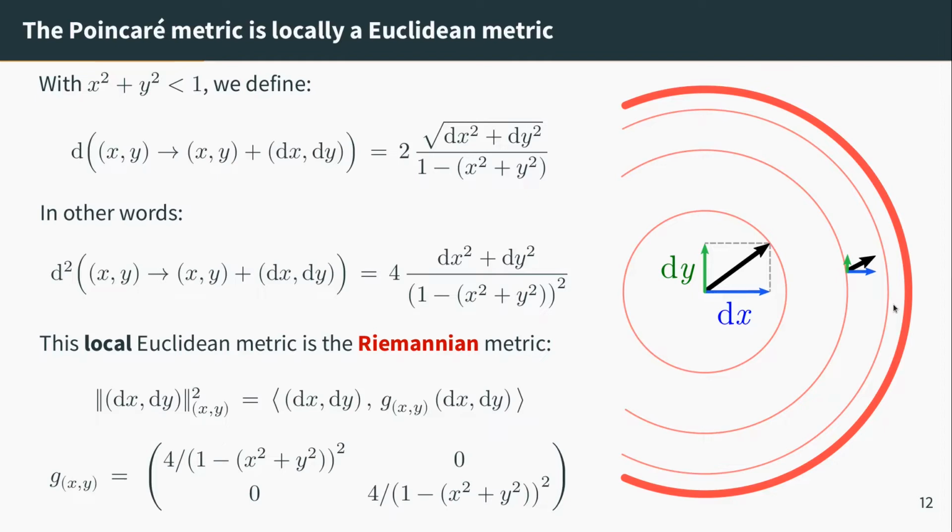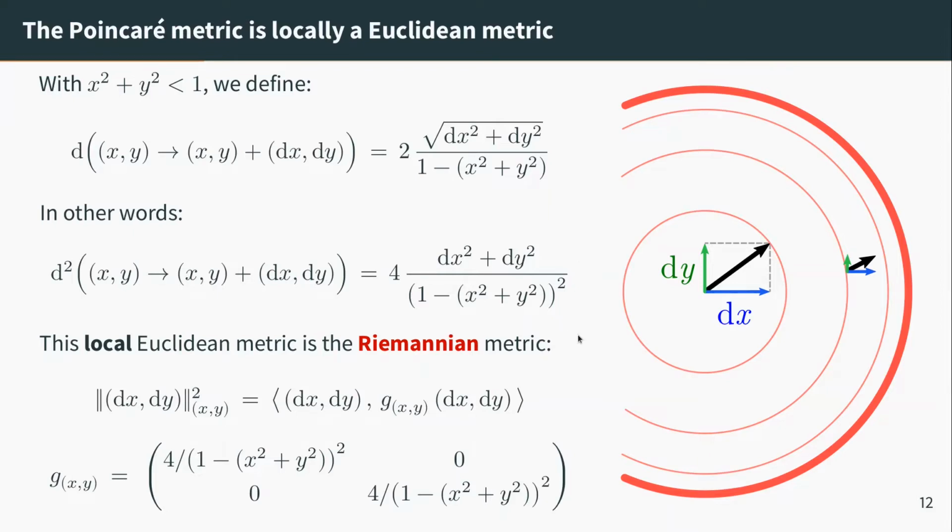So that's for the length element, but you see that if I want, I can square this. And so I say that the squared distance between (x, y) and (x plus dx, y plus dy) is this formula: 4 times (dx squared plus dy squared) divided by the temperature squared. Okay, it's not going to matter in this lecture, but just know that usually people prefer this formula over this one, because here you have a square root. It's a bit annoying. Here it's just a simple square.